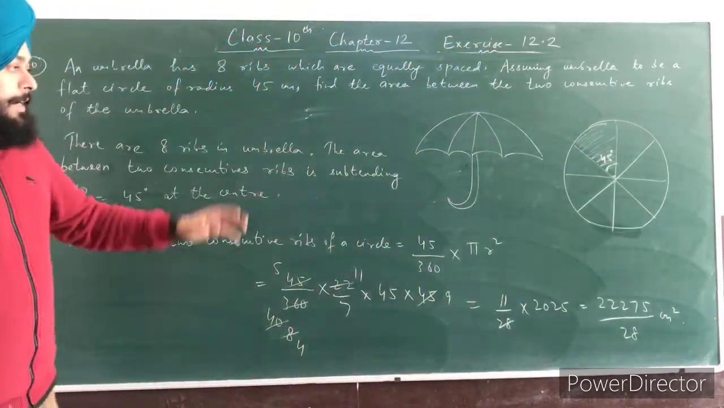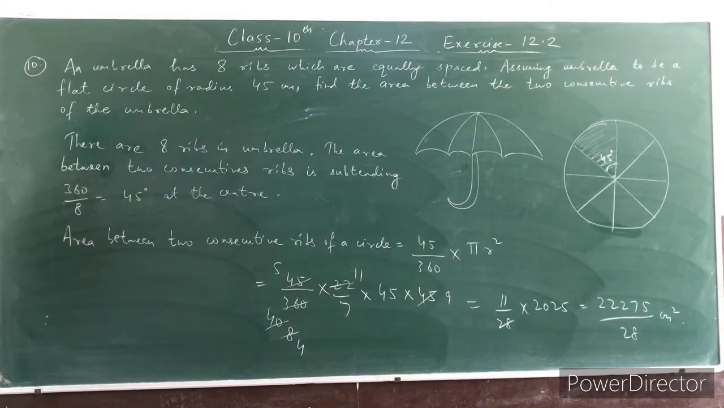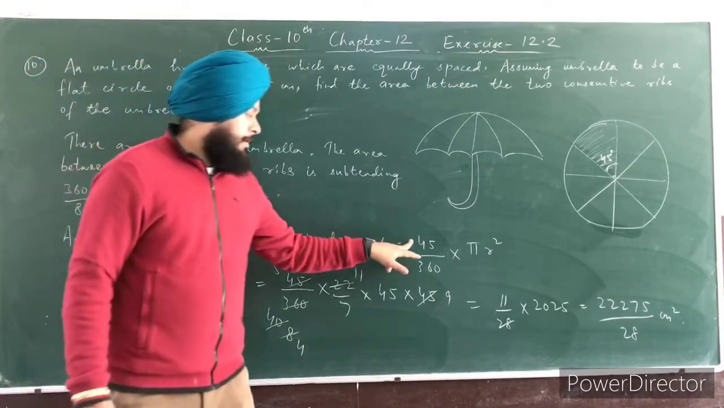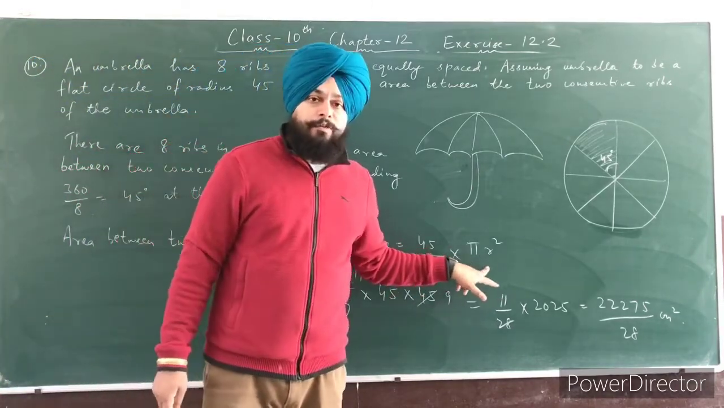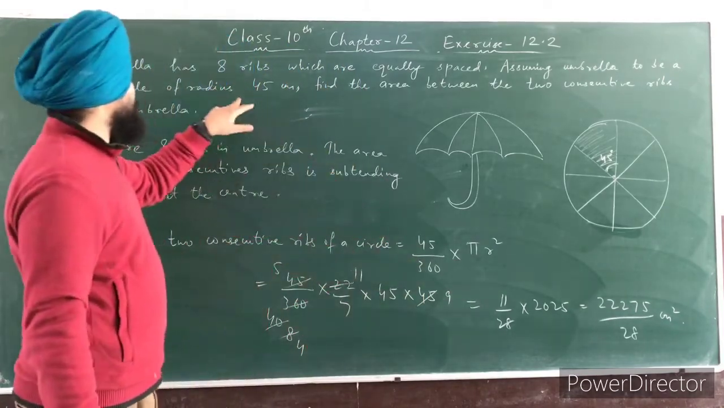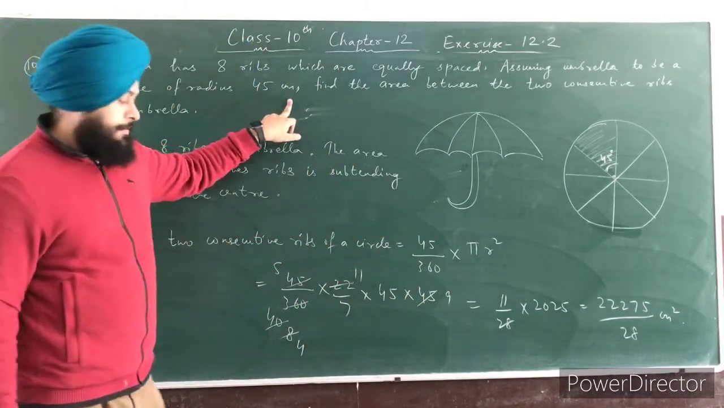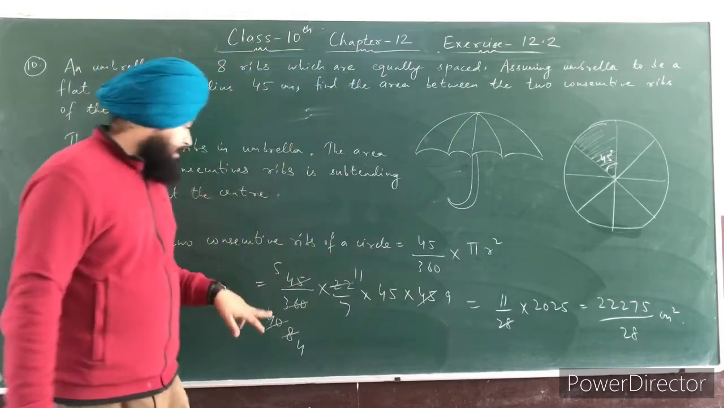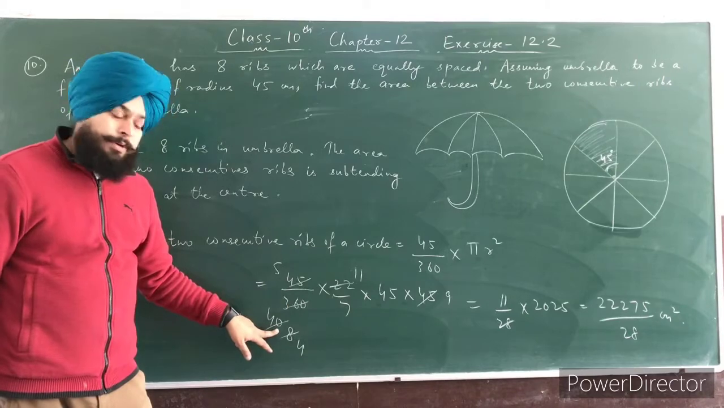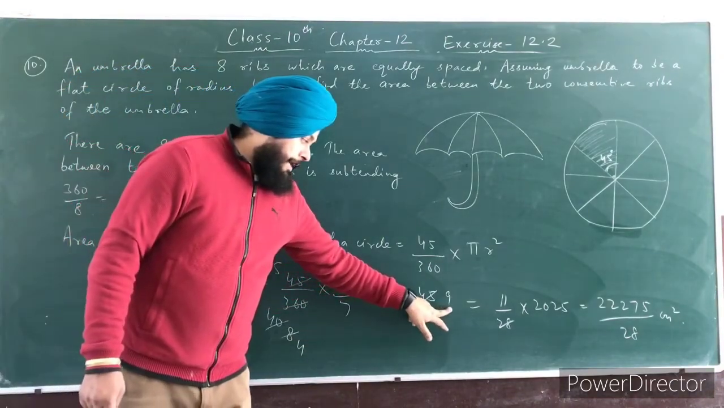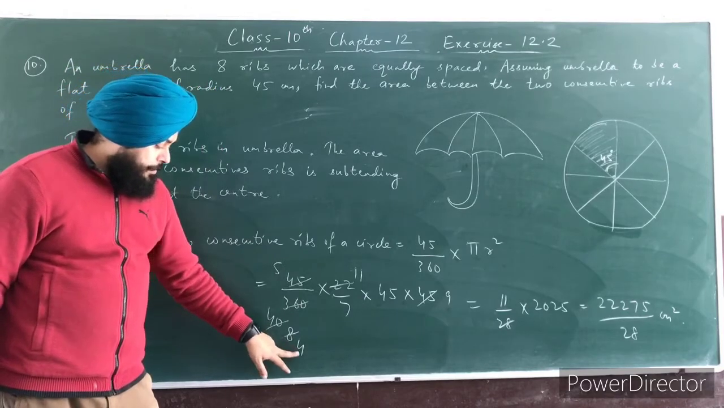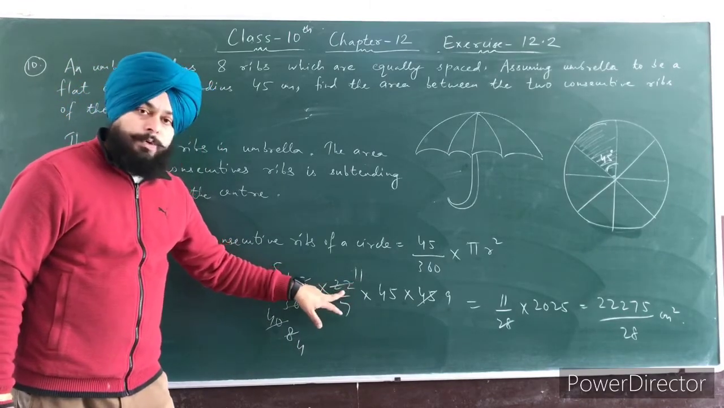Okay. So we can find the area between two consecutive ribs. The formula is theta over 360 into pi r square. Theta here is 45 over 360 into pi r square. The value of pi is 22/7, and the radius is given, that is how much? 45 centimeter. So 45 into 45. Now 9 5s are 45 and 9 4s are 36. Put 1 0 here. Now 5 9s are 45 and 5 8s are 40. Now cancel this 8. 2 4s are 8 and 2 11s are 22.